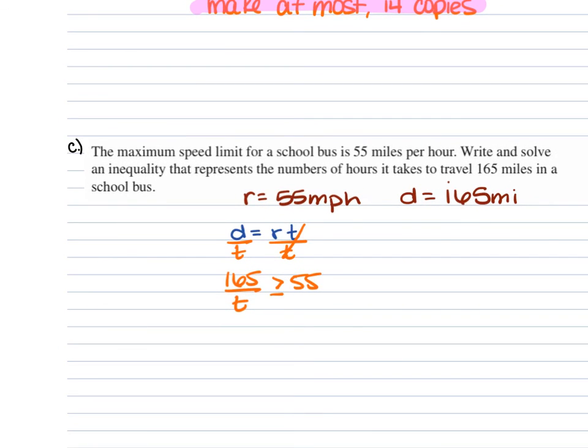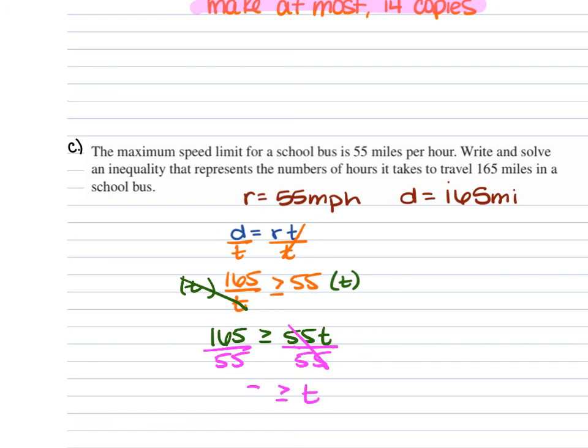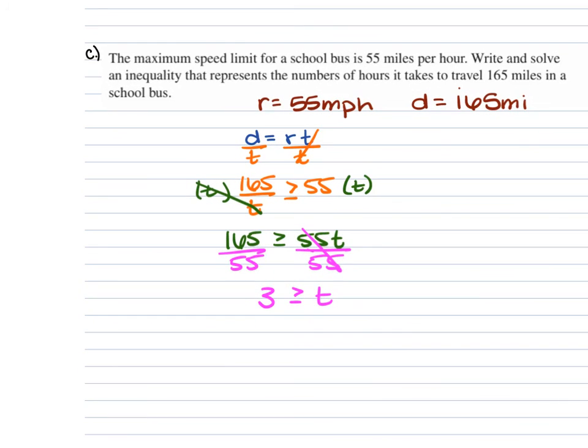In order to find what t is, we're just going to multiply each side by t. These would cancel. So 165 is greater than or equal to 55 times t. And then we just divide each side by the 55. And t comes down, your sign comes down. The 165 divided by 55 is 3. So when we rewrite this to where t comes first, we have t, our time, is less than or equal to 3 hours.